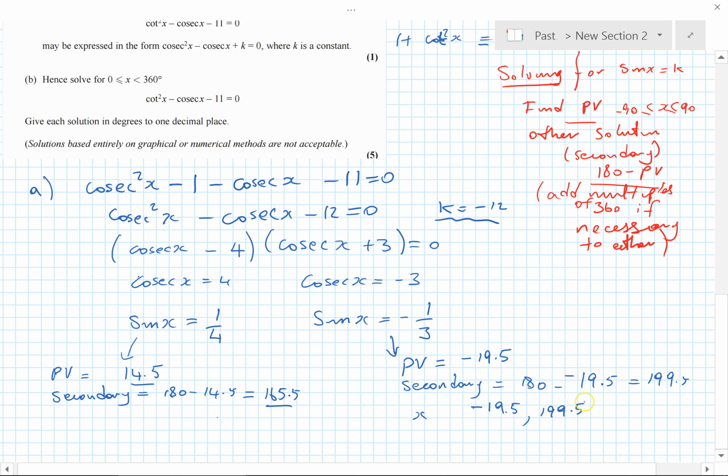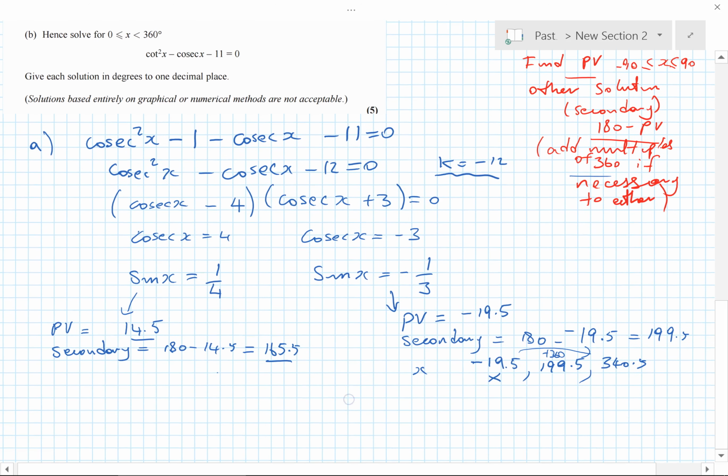And as I said, if necessary, we're going to add multiples of 360 because we want to be within our range. So we add 360 to that one, and we get 340.5. So this one actually is not required, but it doesn't matter if we list it.